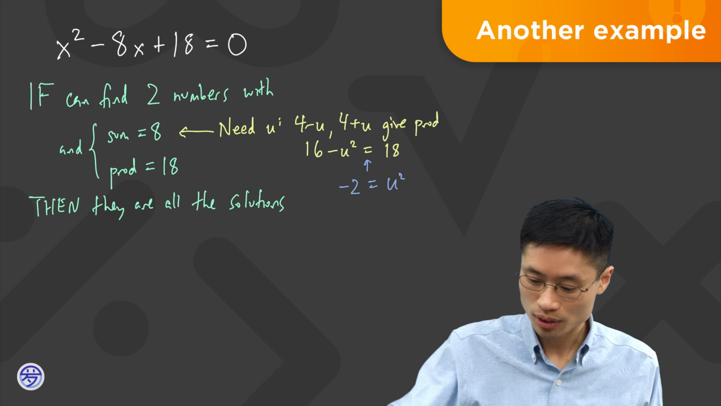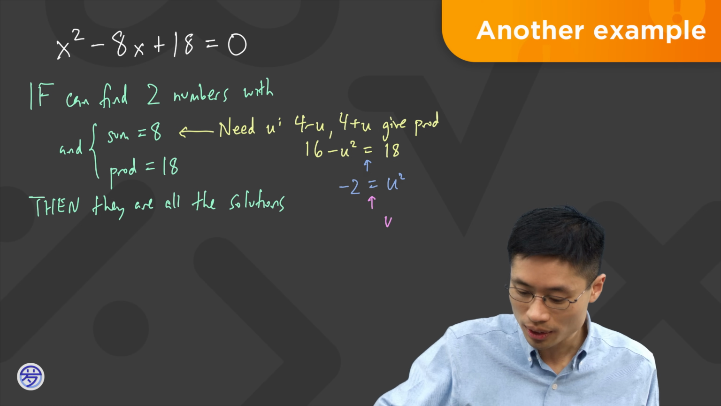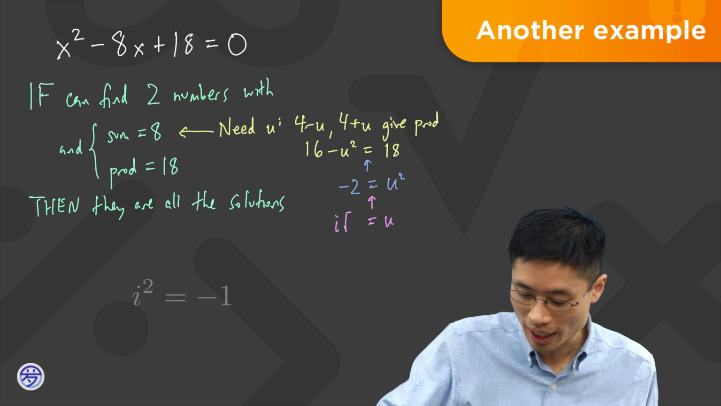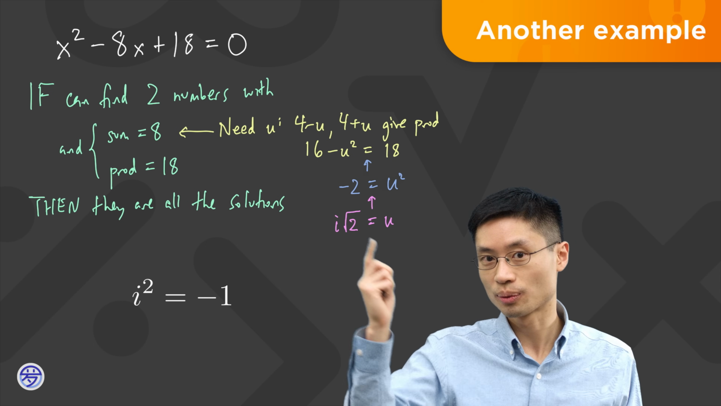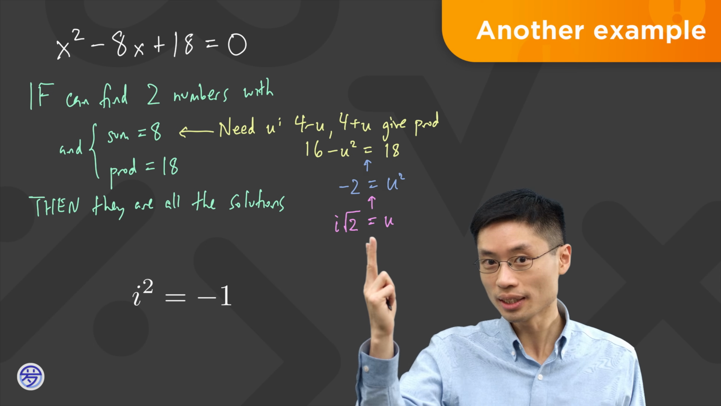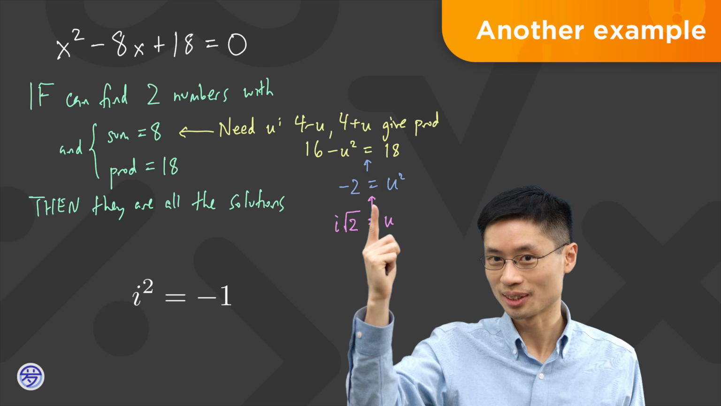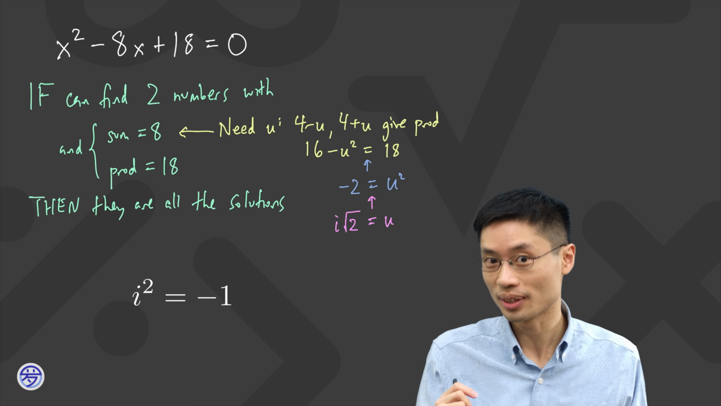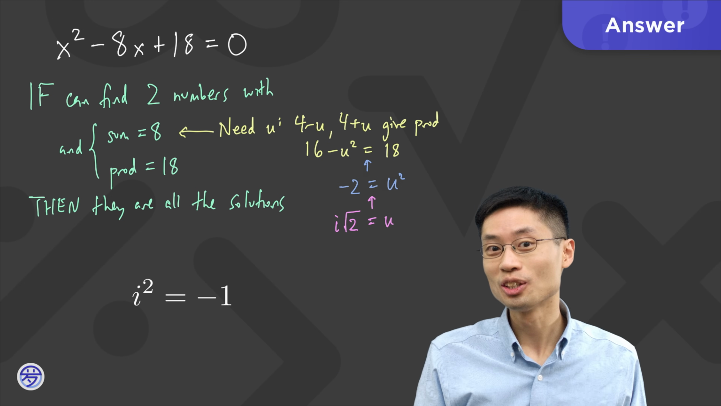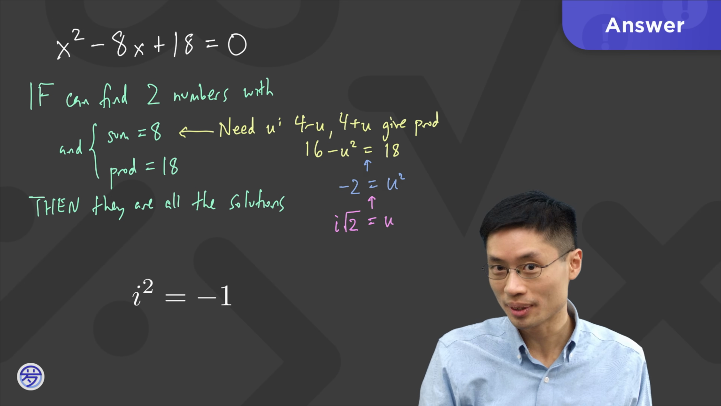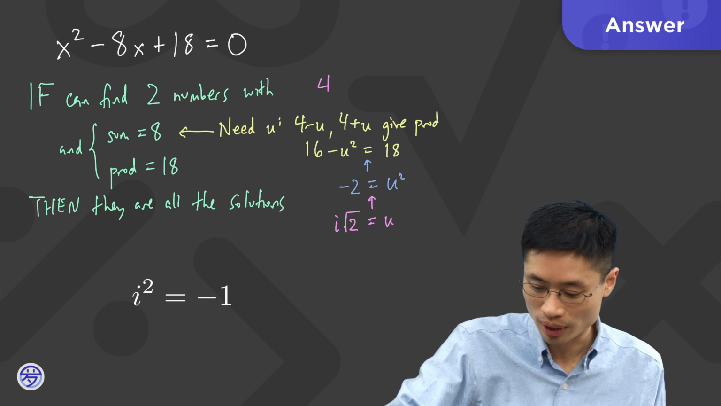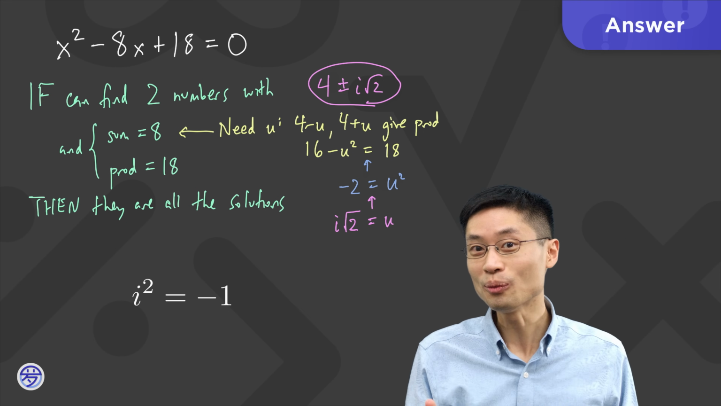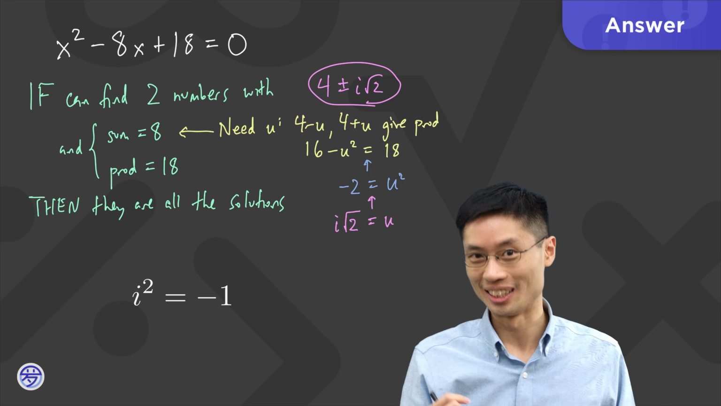I can get u squared to be minus 2 by choosing u to be the square root of minus 2, and the square root of minus 2 is the imaginary number i times the square root of 2. i is the square root of minus 1. By choosing this particular u, then its square is minus 2, and I can keep going, and it works. And if you put a minus sign in front, that would also be okay, but we don't need that here. And so going back up here, we now find out that two numbers that sum to 8 and multiply to 18 are 4 plus or minus i times the square root of 2. And so this technique even works when the solutions are imaginary.